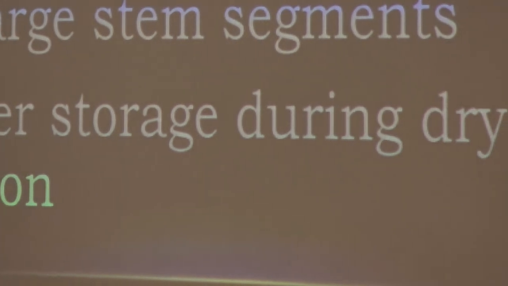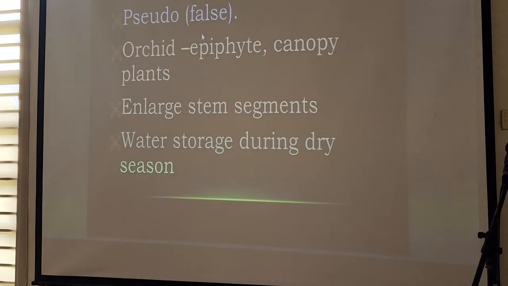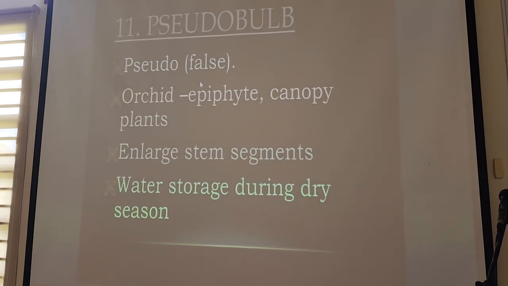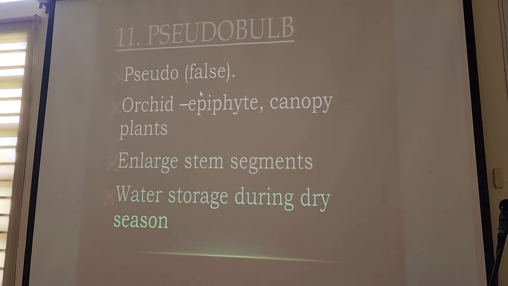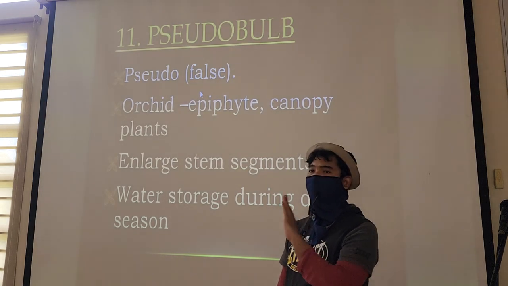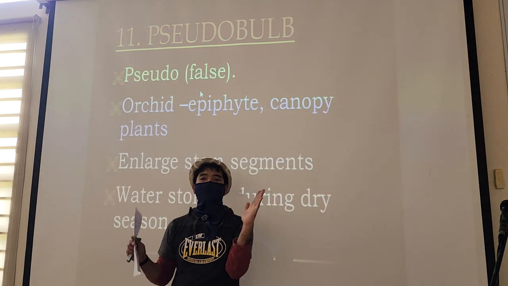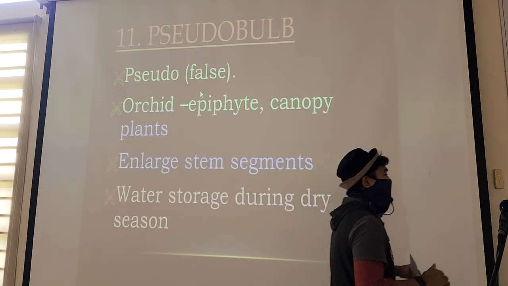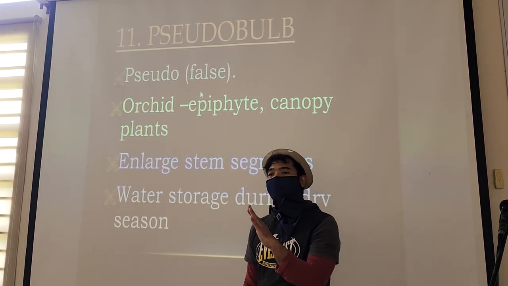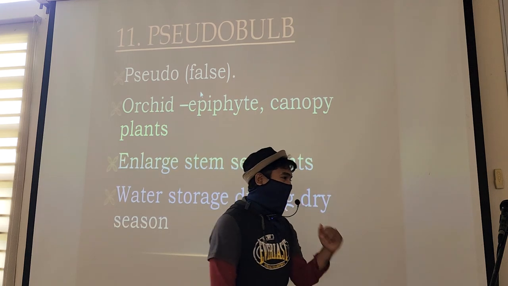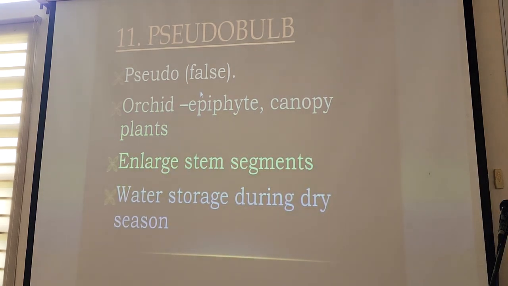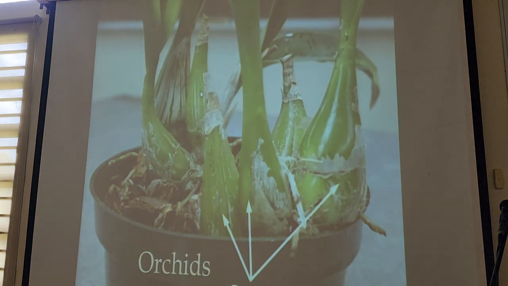Okay, and then you have pseudobulb. This is more into orchids. Which orchid? You got two types of orchid you dealt with. You got the dendrobium and also the vanda. Which one can have the pseudobulb? Remember about your drawing? Which? Dendrobium. So dendrobium, is it sympodial or monopodial? Sympodial. Good. Yeah, you got it, right?